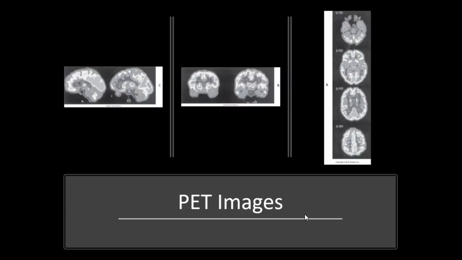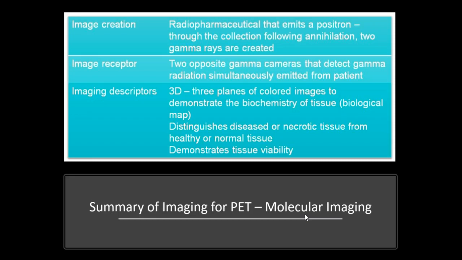So this is what it looks like for PET images. A lot of times we'll fuse them together with MRI or CT so that we can get better detail. All right, so we use a radiopharmaceutical also, where gamma rays are created, and then we use two opposite gamma cameras to detect the radiation simultaneously, and then we can put it into 3D and color.